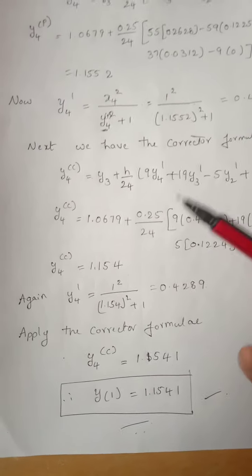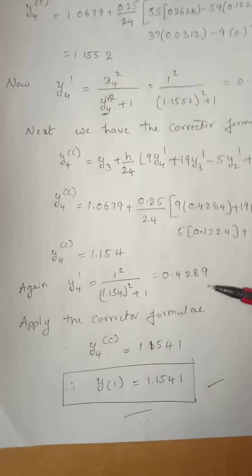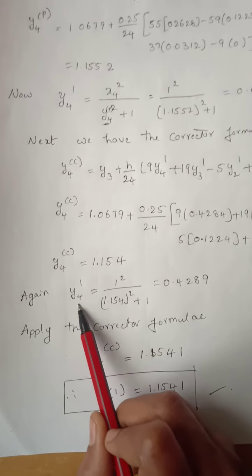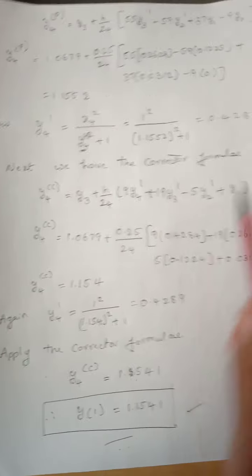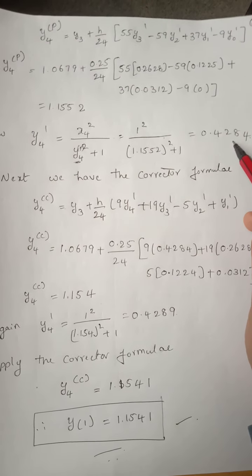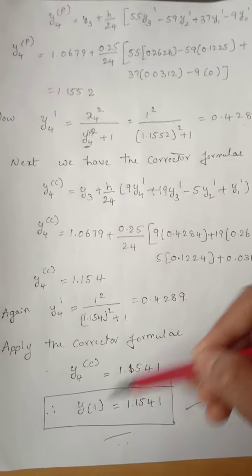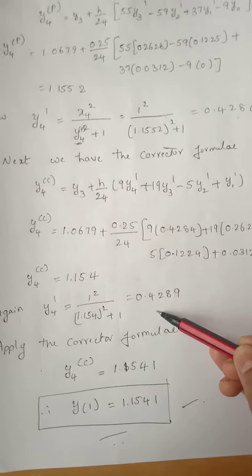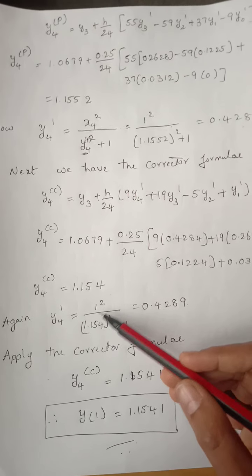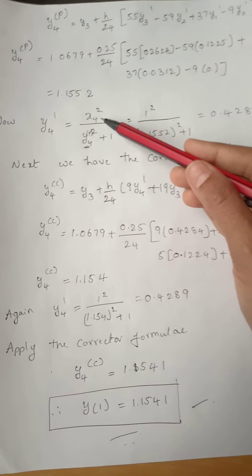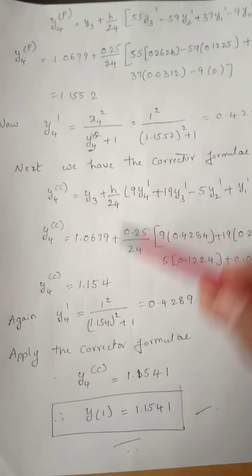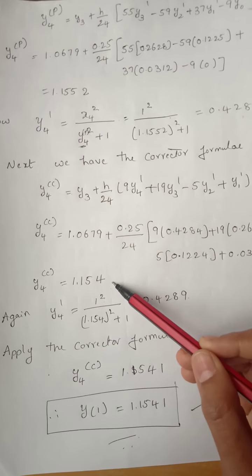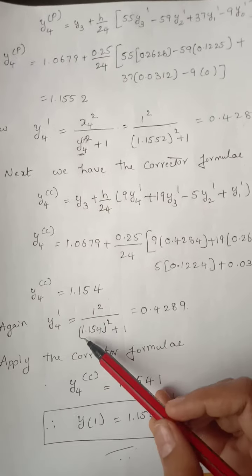So one more time, if I want to repeat the corrector formula, again I have to find y4 dash. One more time y4 dash. We have to find the new y4 dash. This is the y4 dash we found here. And to repeat the same formula, find one more time y4 dash. That is 1 square, in the same equation you have to substitute, that is 1 square by, here the new corrector value we found, so you have to consider that.